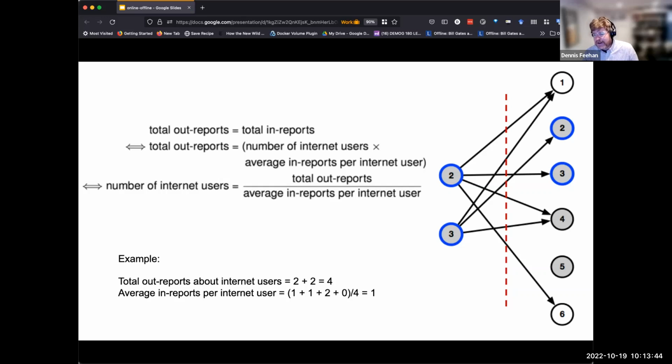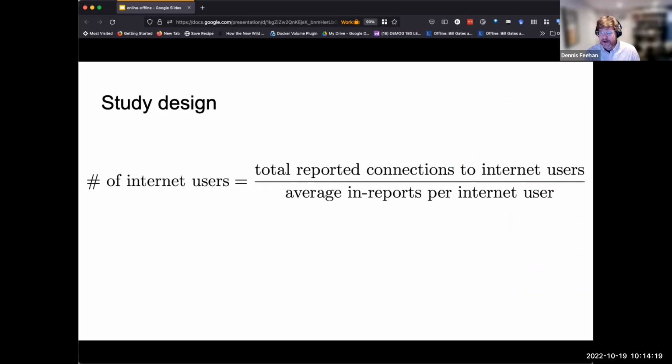So just to make this concrete, in this particular case, the total out reports about internet users, well, person number 2 is reporting two internet users. Person number 3 is reporting 2 internet users. So there's a total of 4. And then if you go through the internet users, the average number of in reports is 1 plus 1 plus 2 plus 0, and so the average is 1. If you take this total out reports and divide it by the average, you get the number of internet users. Obviously this is a very simple example, but that's the basic logic of the estimator.